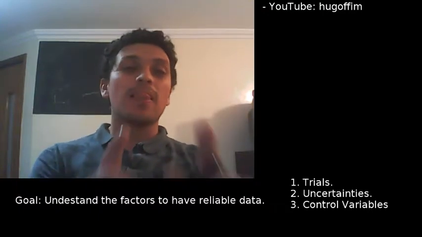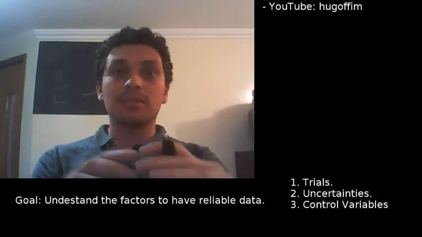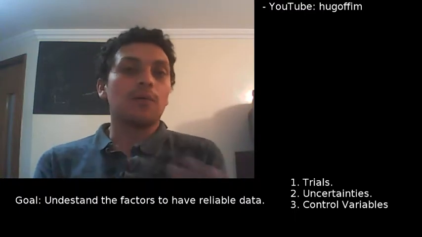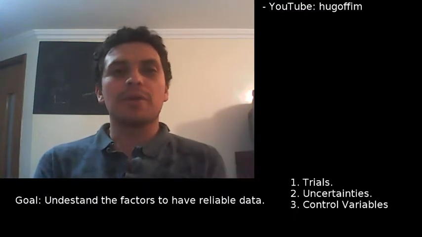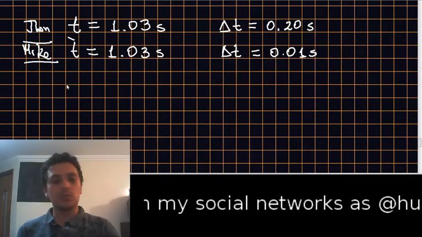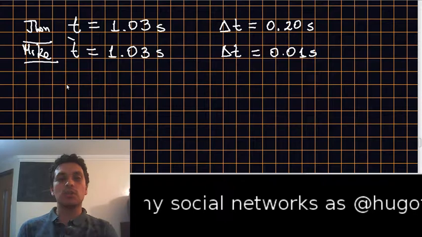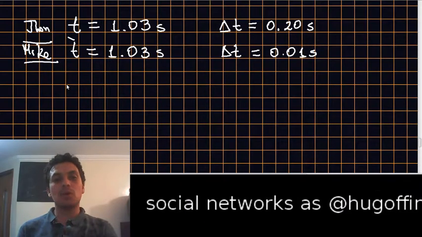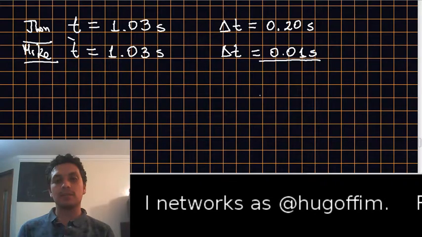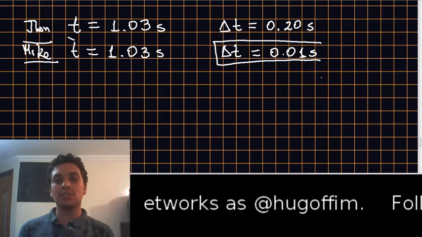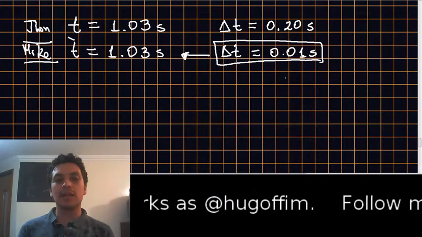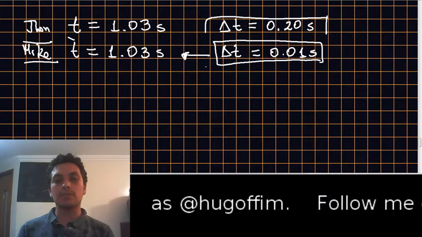Okay, so look at the problem. The problem is that we have the same data with different uncertainties. And our question is to know who's better, who's getting the most reliable data. So we just need to watch the results and we'll see that the most reliable data is found for Mike's because the uncertainty is smaller compared to the data than in the case of John.